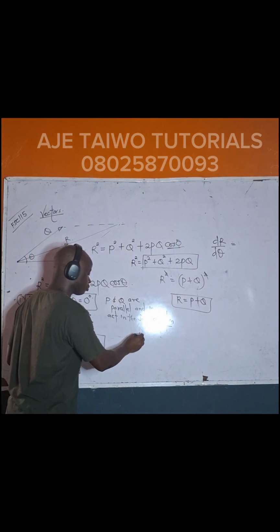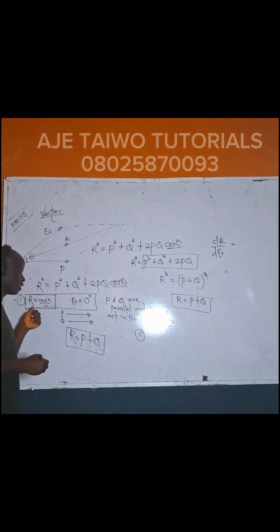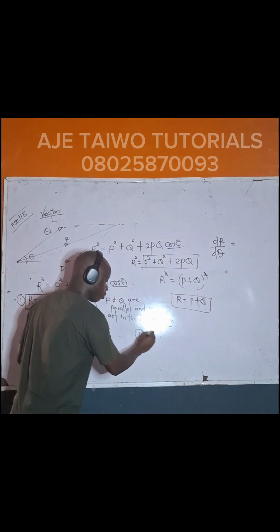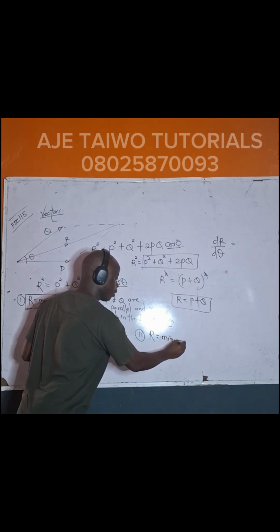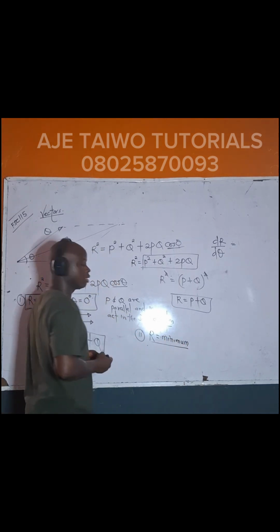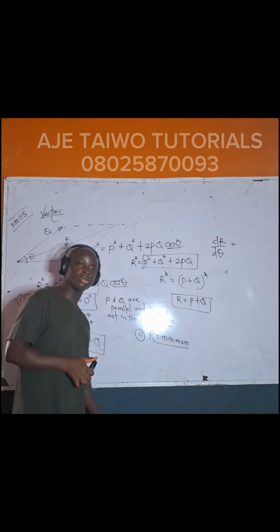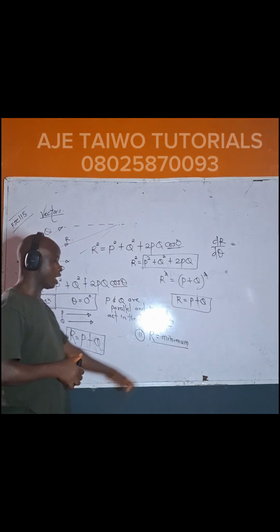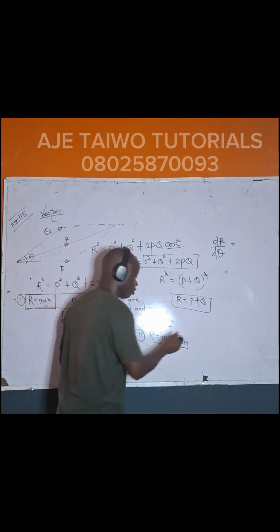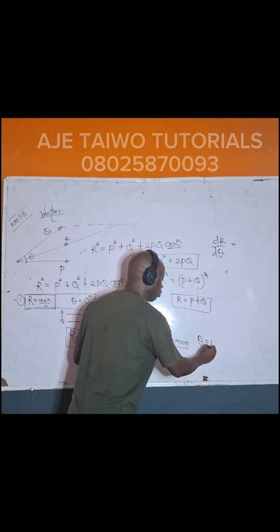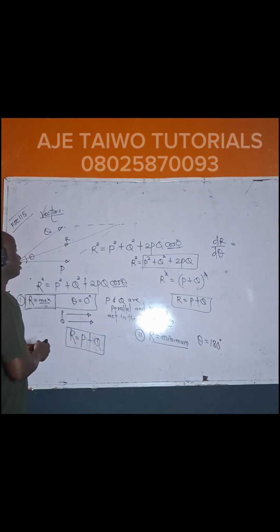Then 2. When is your resultant minimum? Which means when we have the least value of resultant. Resultant is minimum when theta is 180 degrees.